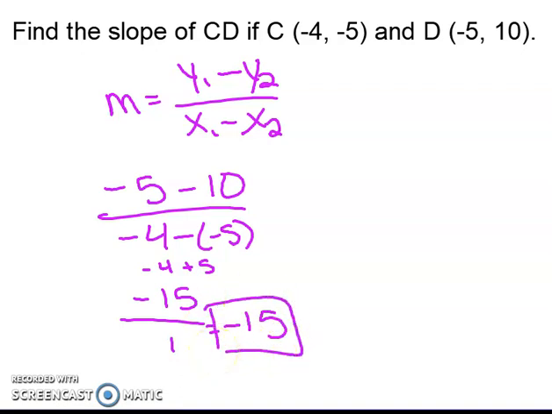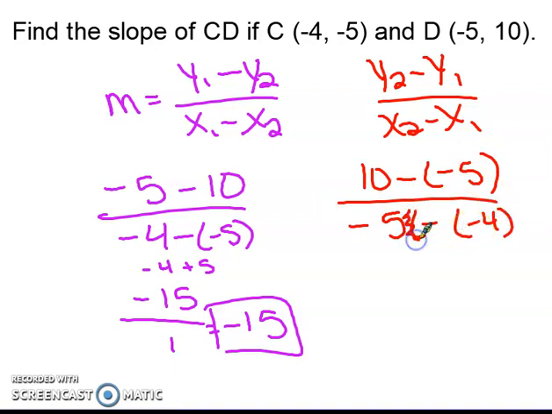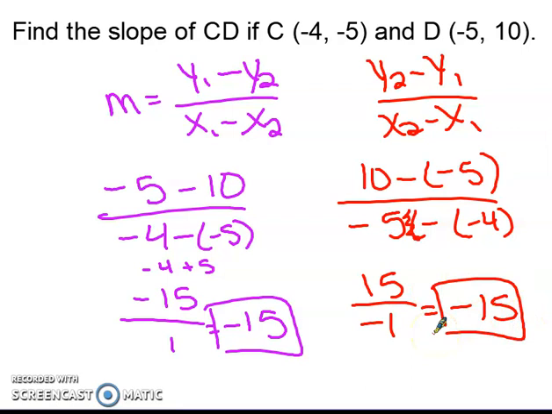Now, if you did your slope formula as y2 minus y1 over x2 minus x1, you would end up with 10 minus -5 over -5 minus -4. That gives me 15 on top, -1 on the bottom, but if we divide them, you still end up with -15. So again, either way you do this, it does not matter as long as you are consistent. I can't start with -5 in my y and then start with -5 in my x because they're in two different points.